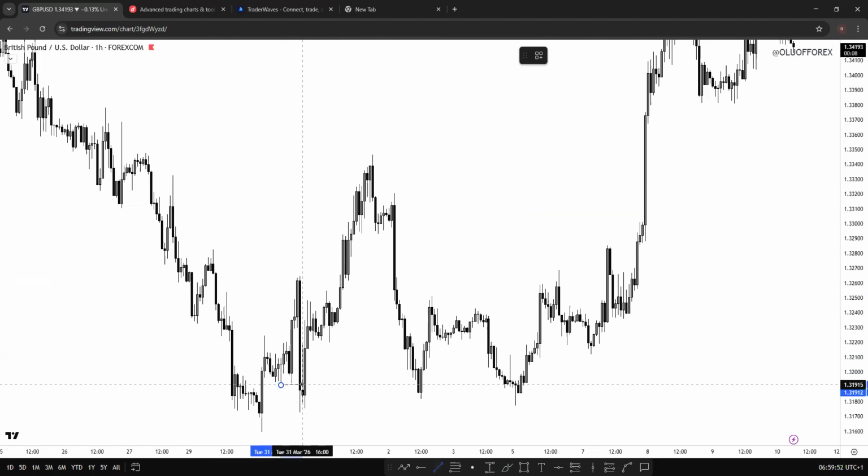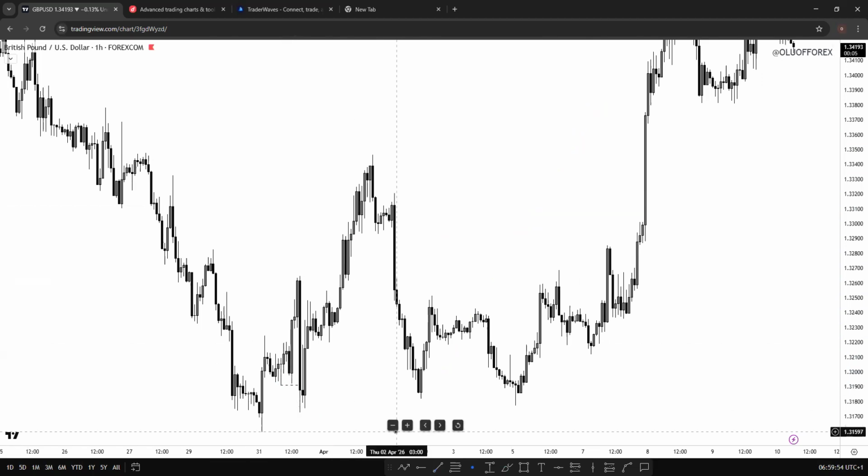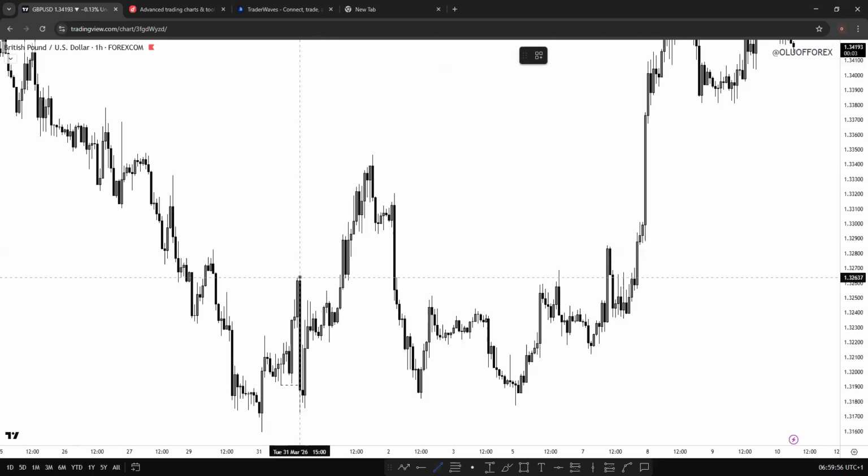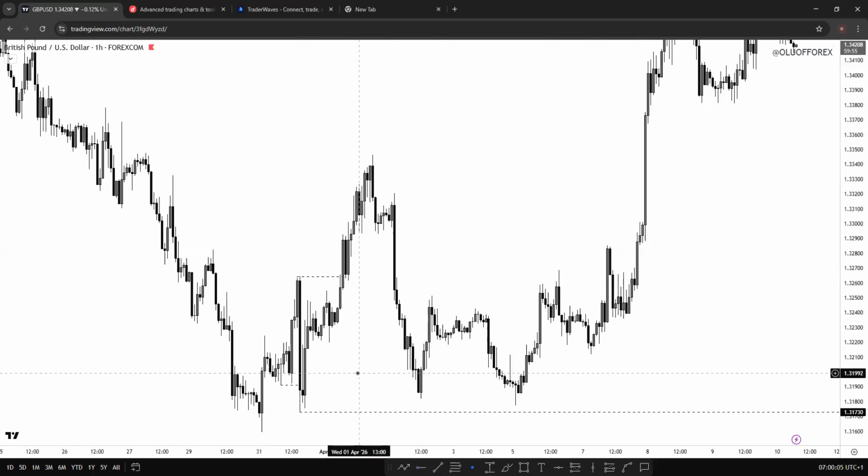So I saw a sweep and a break, which confirms my A. That means A is valid. That's just what I do for my algo structure. A is valid. Now the second low B above A is our B.